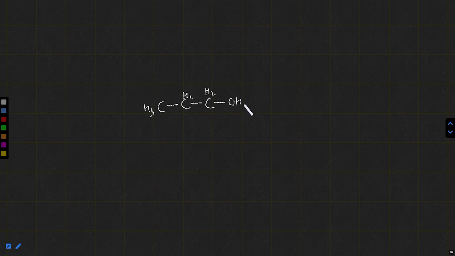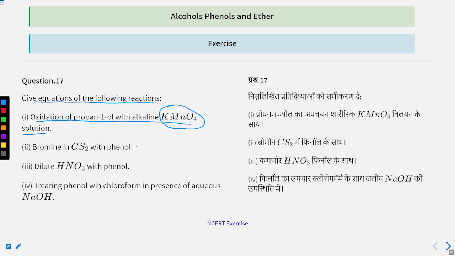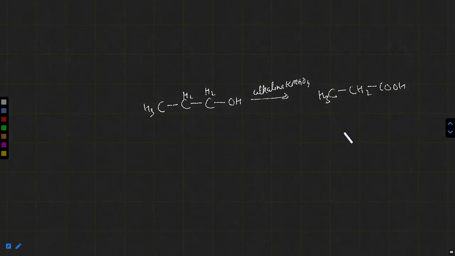CH3. Okay. So if we just treat it with alkaline KMnO4, then it completely oxidizes it into carboxylic acid. Next question. Bromine with CS2 and phenol.